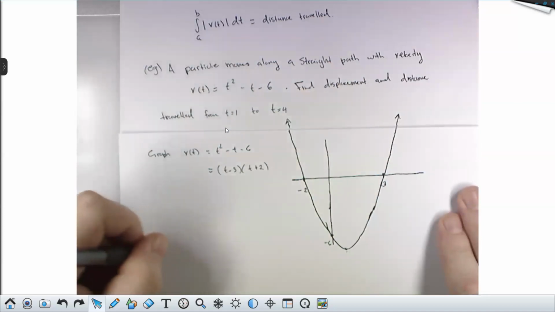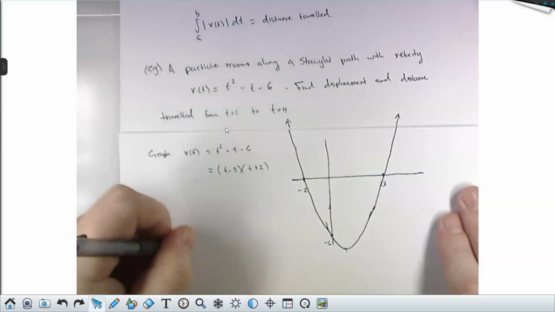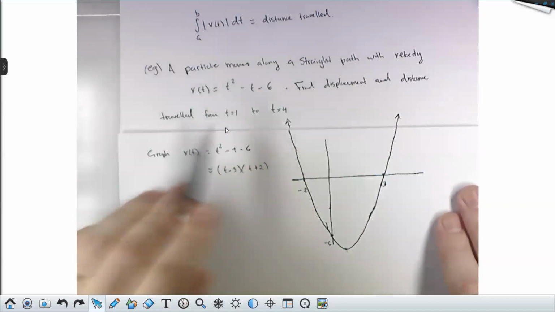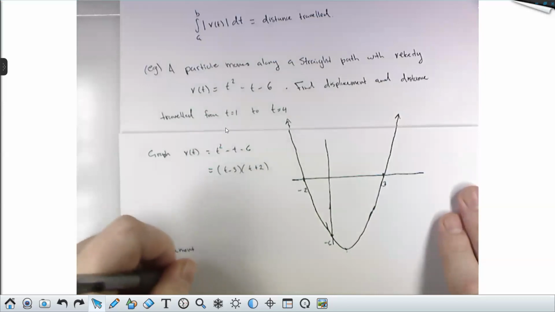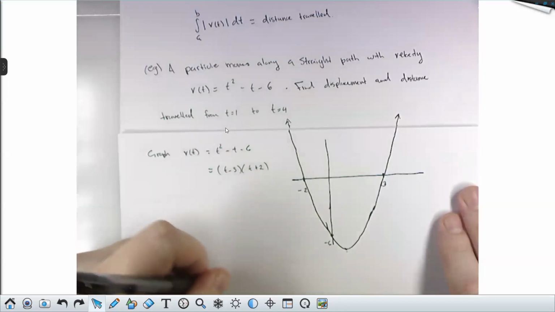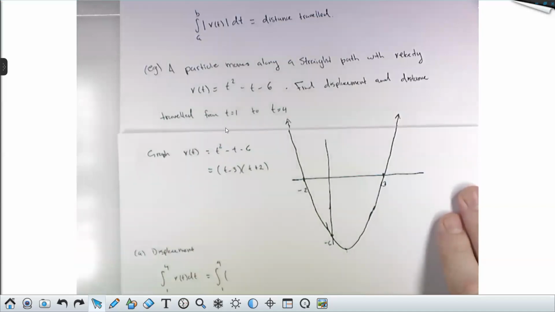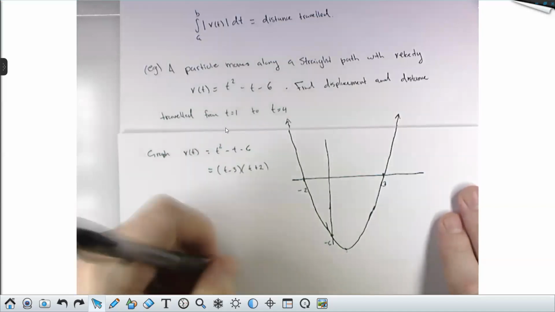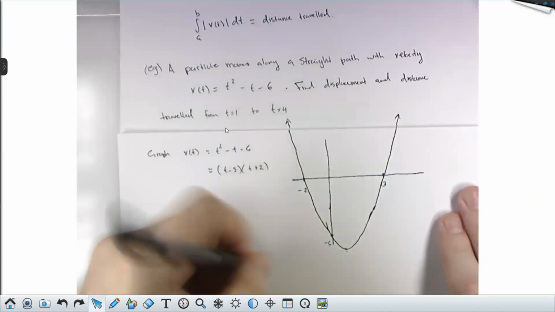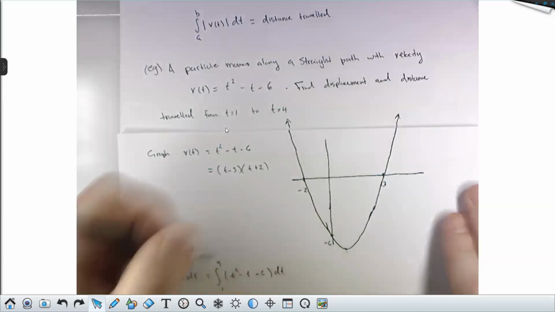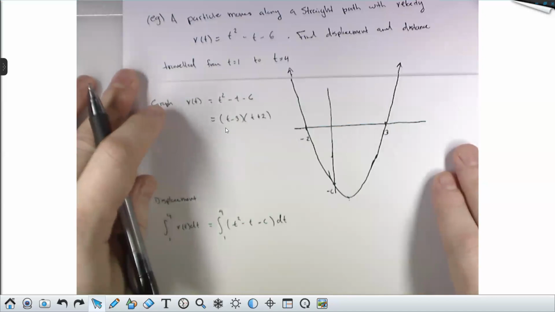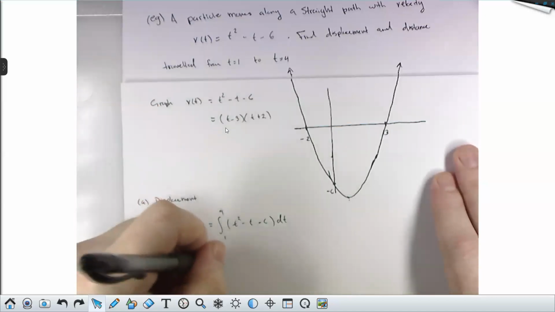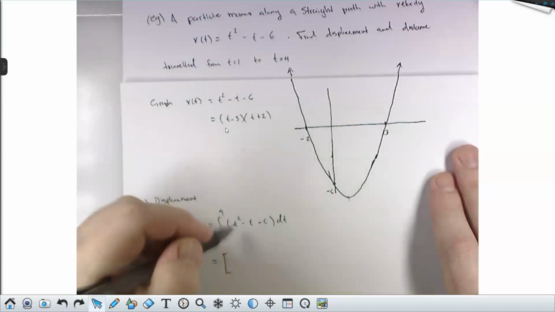The displacement, which from t equals 1 to t equals 4 should be the integral from 1 to 4 of v of t, which is the integral from 1 to 4 of, so always put your integrand in parentheses, t squared minus t minus 6 dt. And the antiderivative here is not difficult. Each piece follows from the power rule.